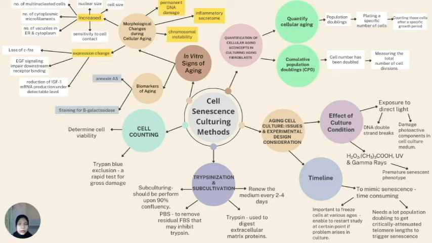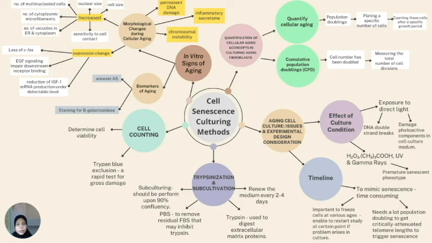So, aging cell culture: major issues and experimental design considerations based on in vitro cell culture models to study in vivo cell senescence. One effect of culture conditions, in terms of differences in environment between in vitro and in vivo cell growth, is the exposure to direct light. Fluorescent light can cause DNA double-strand breaks, and any photoactive components of the cell culture medium can be damaged when there is prolonged exposure to light.